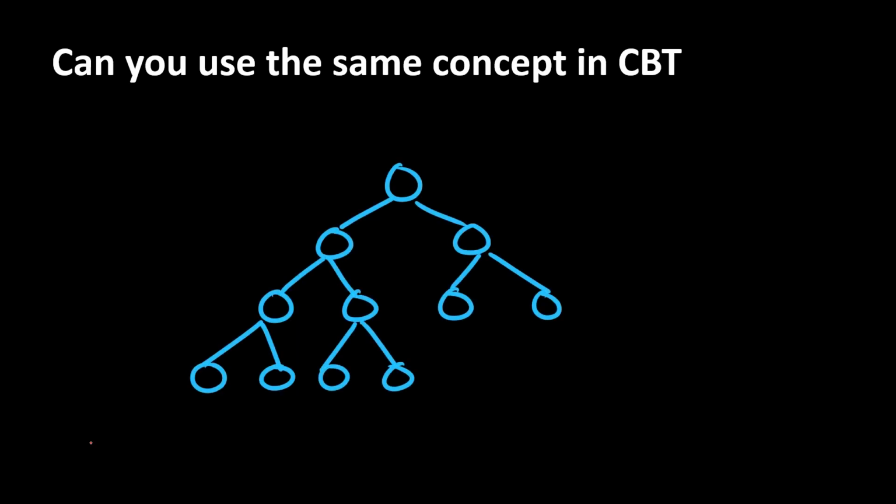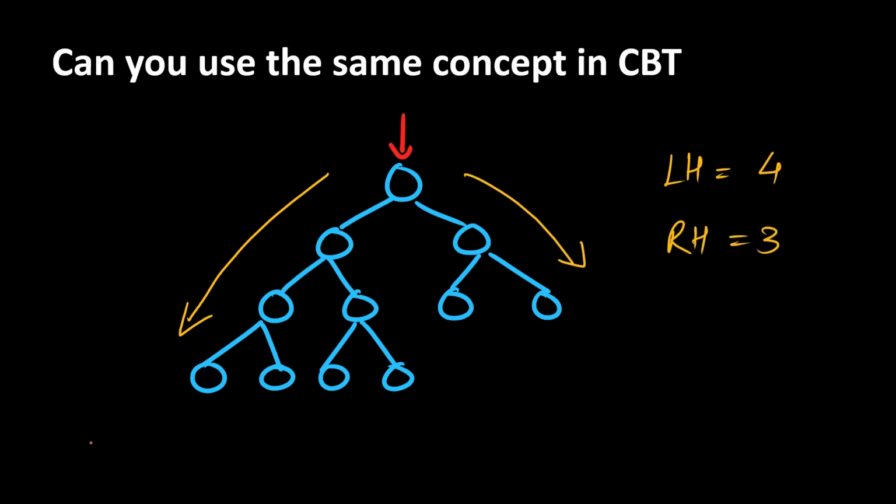Given this complete binary tree, we just need to extract all the subtrees which are full binary trees. Let's see how. So initially you will be at the root. Now you will go left and calculate the height, and similarly you will go right and calculate the height. So left height is equal to 4 and right height is equal to 3. Remember that this is not the height of the tree. We are just calculating by traversing the leftmost branch and the rightmost branch.